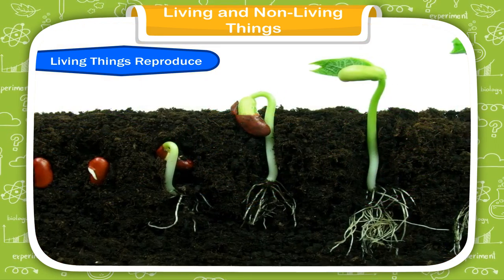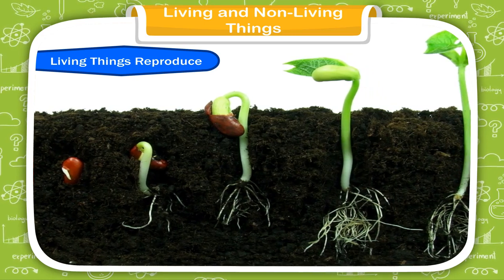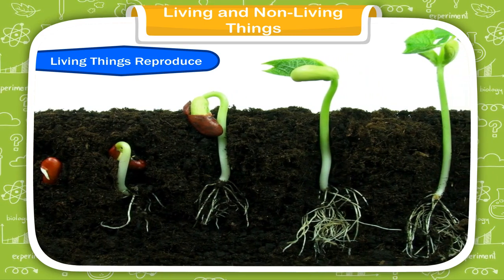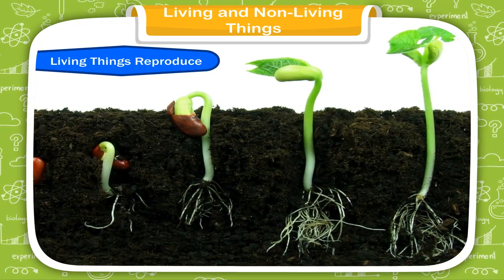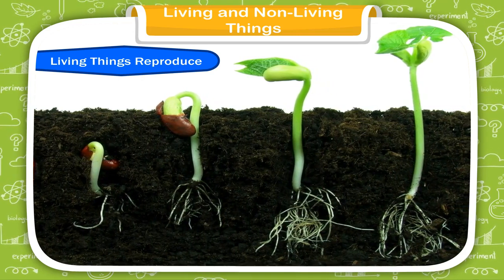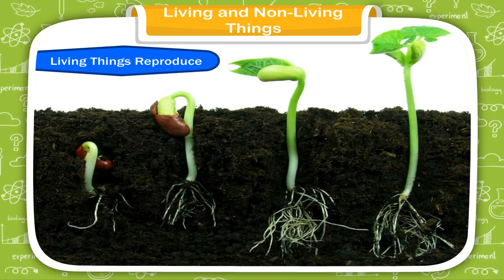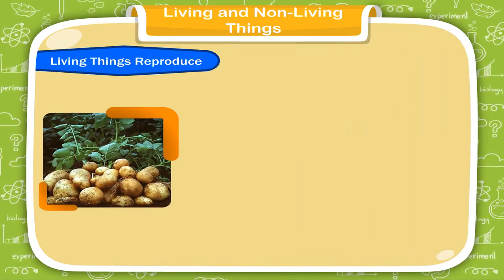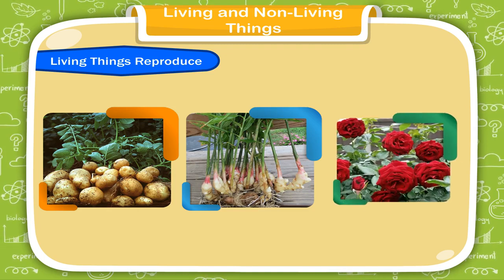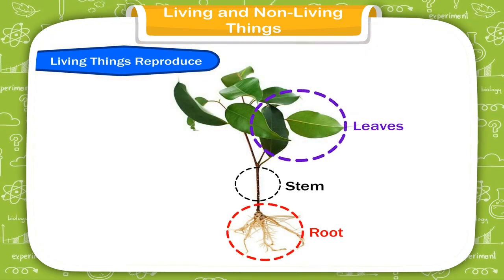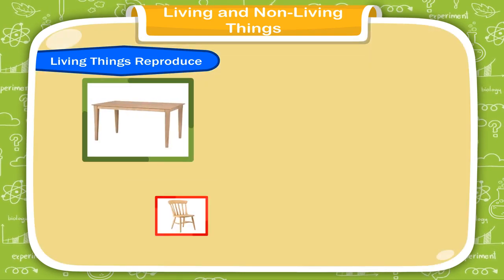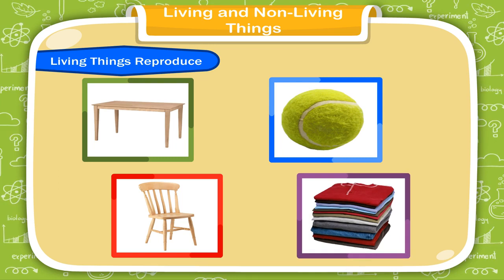Most plants reproduce with the help of their seeds. When the seeds fall on the ground, they grow into new plants with the help of sunlight, air, and water. Some plants such as potatoes, gingers, roses, etc. produce new plants from different parts of the plant, such as stems, roots, and leaves. Non-living things such as tables, chairs, balls, or clothes do not reproduce at all.